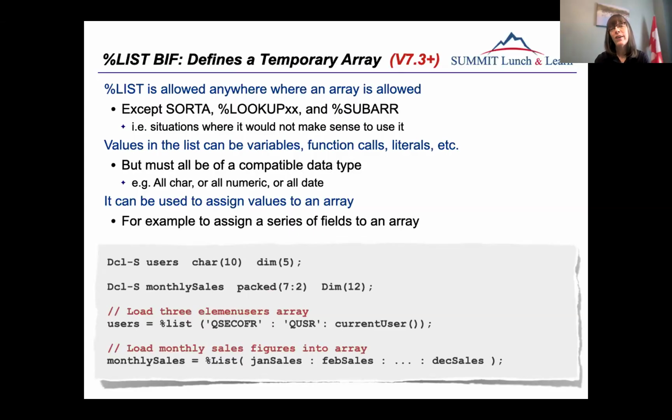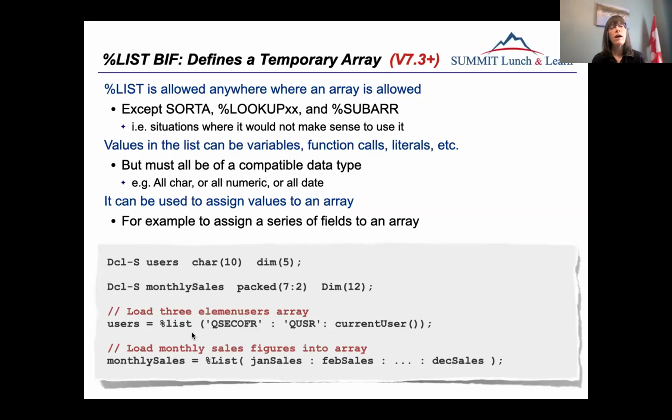And here's %LIST. We've already seen a little bit of a preview of this. It's allowed anywhere that an array is allowed, except for things like %SORTARR, %LOOKUP, and %SUBARR, and it wouldn't make sense to use them there anyway. But basically, the list can be variables, function calls, literals, anything. The only requirement is that they all have to come down to a compatible data type. That is, they have to all be character, or they have to all be numeric, although not necessarily the same. If it's a packed field and a zoned field, they would be treated all as numeric, and that's fine. So you see the examples here.